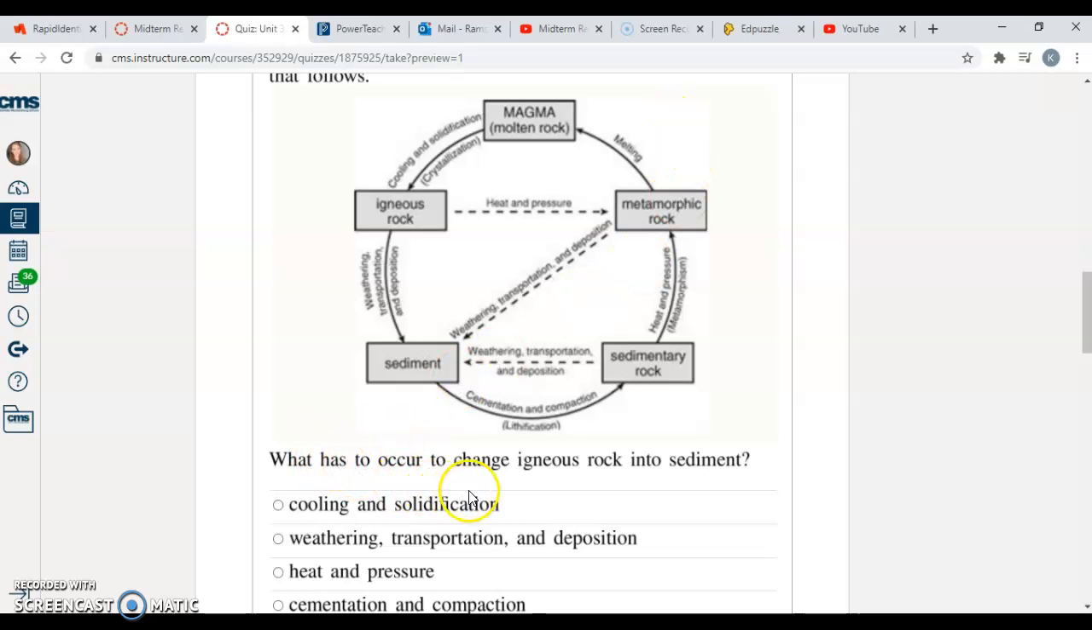So it says, what has to occur to change igneous rock into sediment? Well, let's go ahead and find our igneous rock, which is right here. And we want to go from igneous rock, so we're turning the igneous rock into sediment. So we're following the arrows. So we need to read what is the action that happens to take us from igneous rock to sediment, right? So we need to take this action right here, and that will be our answer.